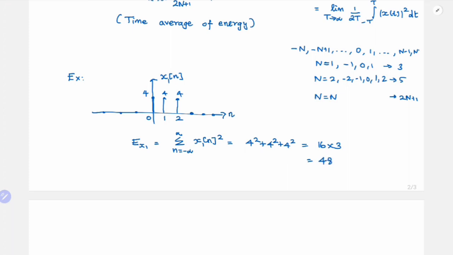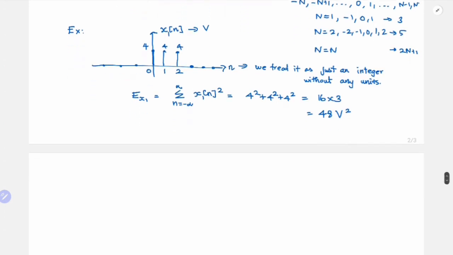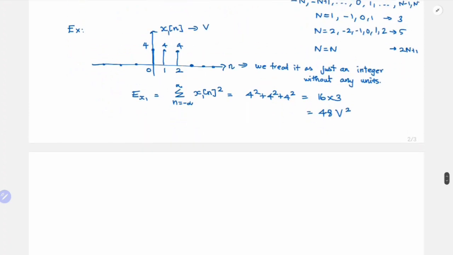And what is the unit here? Let's say this is in units of volt. So this will be volt square. Because when we discretize, we remove the second in the time or any independent variable, because it's just an integer, so we treat it as just an integer without any units. If you give units, then you have to write it as whole square into that unit. Okay. It's simple. So as a second example, we'll take something for the power calculation.